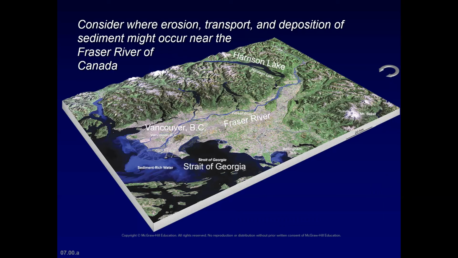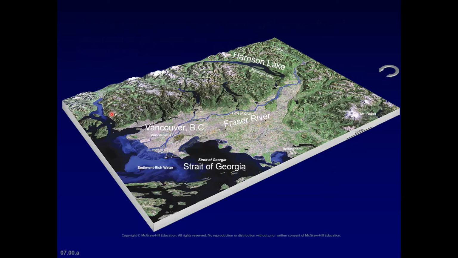We'll look at this landscape with Vancouver, British Columbia, and consider where erosion, transport, and deposition of sediment might occur near the Fraser River of Canada. So this is the coastal range and Fraser River Valley of southwestern British Columbia. You have mountains eroded by glaciers and lakes in the valleys. Sediment is carried by rivers to the ocean as well. And it's actually light blue as it enters the water. So that's sediment-rich water.